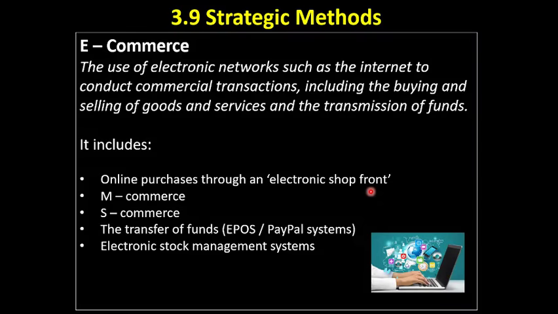Now this is a massive definition. It can include all sorts of stuff. So it could include online purchases through an electronic shop front. For example, if you go on the Tesco website and just buy a product, that would be using a standard laptop or desktop. That would be an online purchase through an electronic shop front.